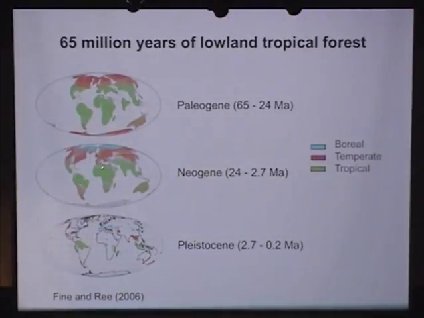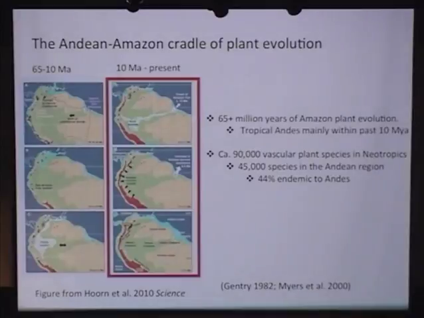And we have the Neogene period, 24 million years ago to 7 million years ago, when tropical forests were still very extensive. Now, even though tropical forests are expansive, they don't represent as much as they did previously.